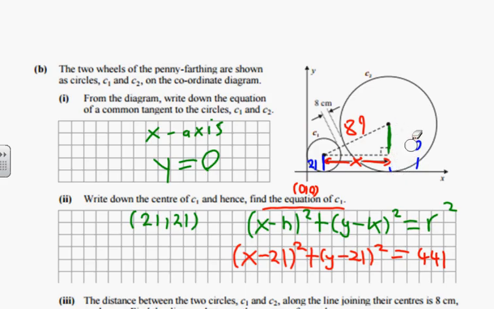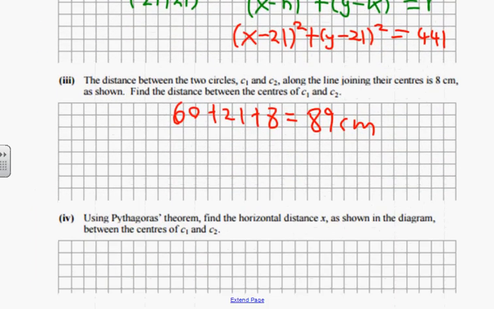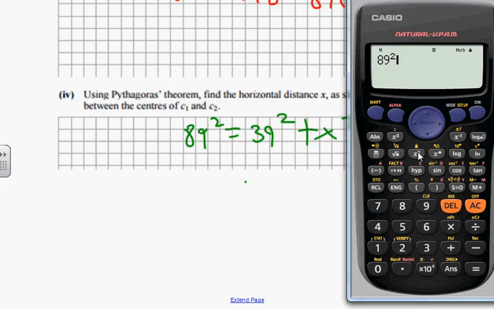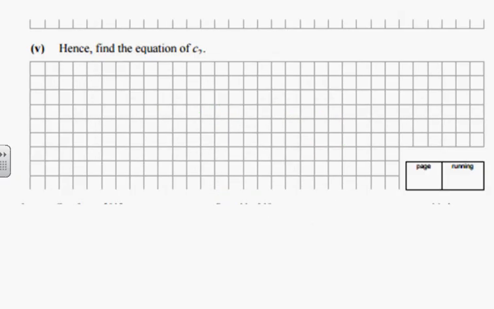So what you've got there is Pythagoras' theorem. 89 squared equals 39 squared plus x squared. 89 squared minus 39 squared gives 6,400. The square root of that is 80. Are we cool with that? x equals 80. Now it asks me to find the equation of C2.